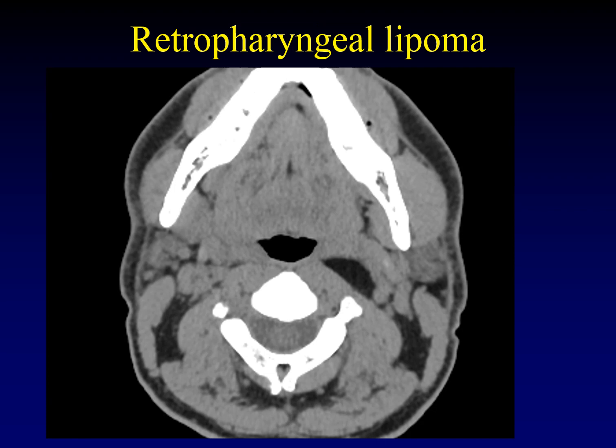We think of lipomas as incidental findings, but some can be symptomatic, especially retropharyngeal lipomas that can cause dysphagia. So here's an example of, it's obviously a lipoma, but its location is critical. You have to recognize this as a retropharyngeal lipoma because it may be symptomatic in that location.